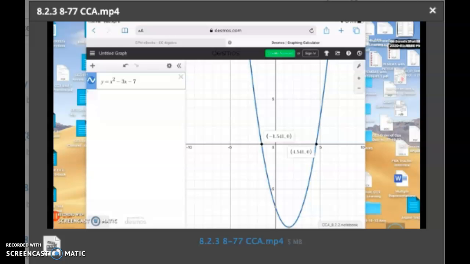And so what I'm noticing is that they're decimals, they're not integers. So that's why when we tried to factor it, we couldn't factor it. But just because it's not factorable doesn't mean that it doesn't have any roots or x-intercepts. It does, they just happen to be decimals.